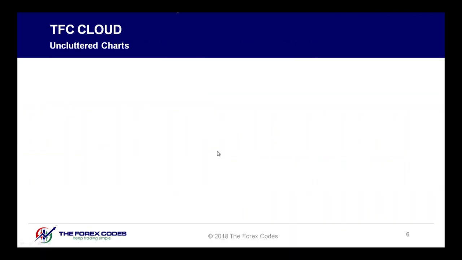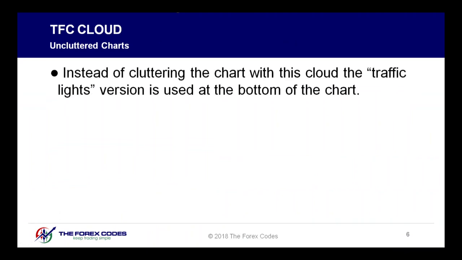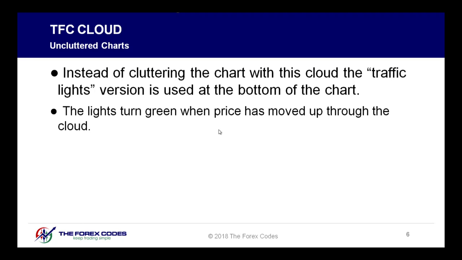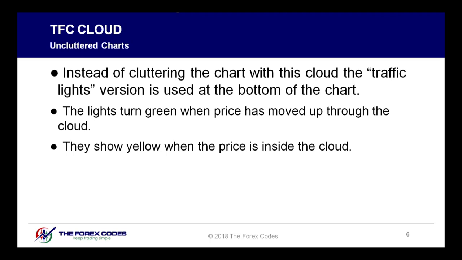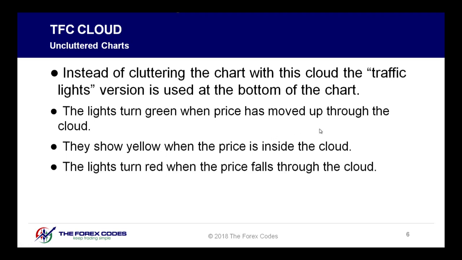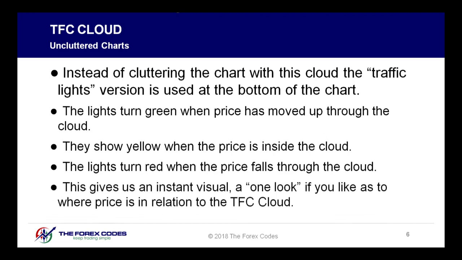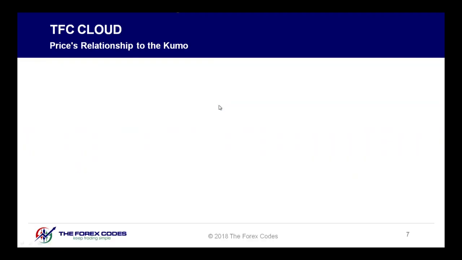And we unclutter the charts. We don't have the cloud actually on the chart. We use the traffic lights version. Again, look at the video part 2 to get a full half hour or 40-minute look at this. The lights turn green when price has moved up through the cloud. They show yellow when price is inside the cloud, and the traffic lights show red when the price falls through the cloud. This gives us an instant visual, a one look if you like, as to where price is in relation to the TFC cloud. Simple. Simples.